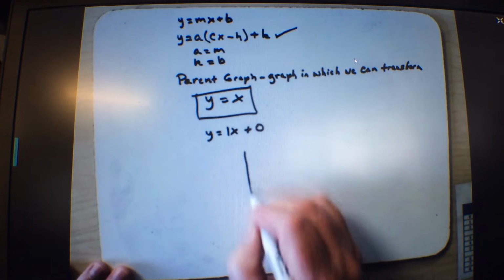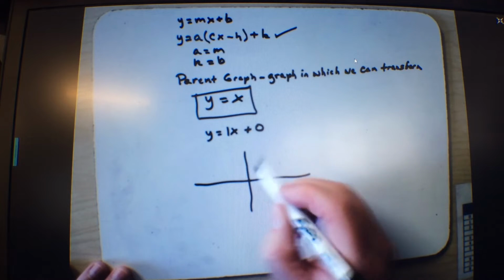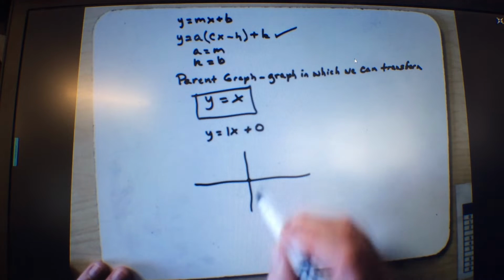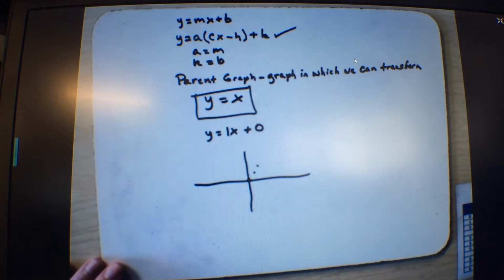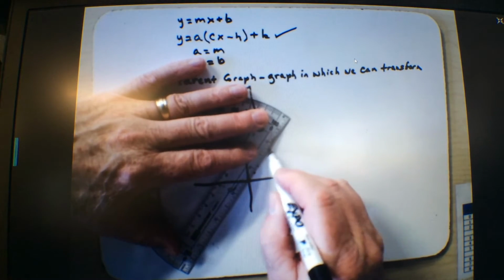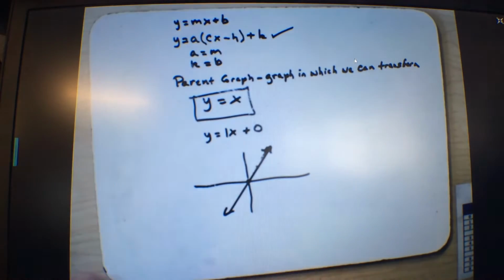All right. So what it looks like is, people, it has a y-intercept of 0, and it has a slope of what? 1. So it's 1 up, 1 over. 1 up, 1 over. So it looks like this. That's your parent graph we're going to talk about today. All right?